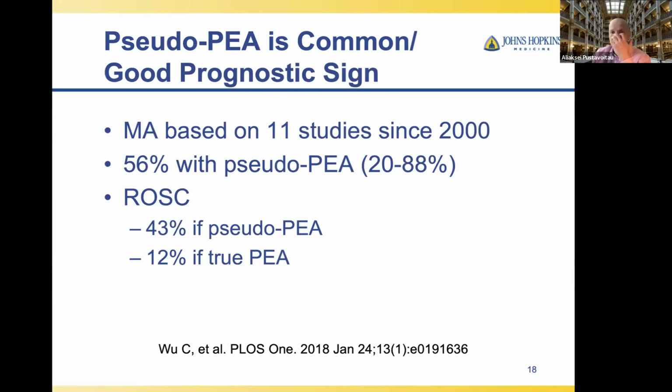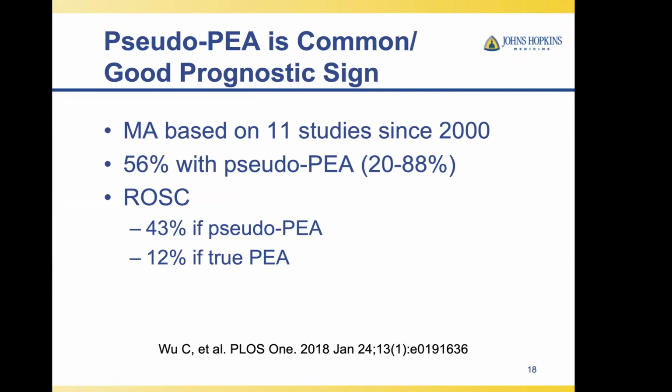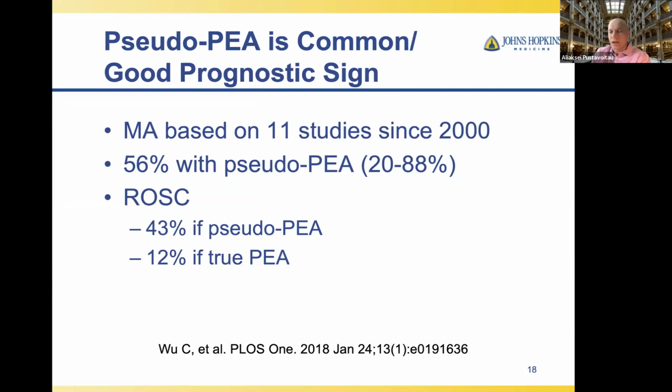So pseudo PEA is actually common, and it does entail good prognosis. And in this particular meta-analysis, patients were studied, and outcomes for true PEA, when there is no cardiac motion, and pseudo PEA. Half of those patients presented with pseudo PEA, and they definitely had better ROSC. So even defining prognosis is really important. If you see that, your efforts to resuscitate the patient can be more concentrated.